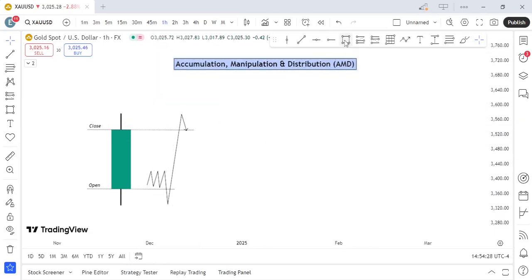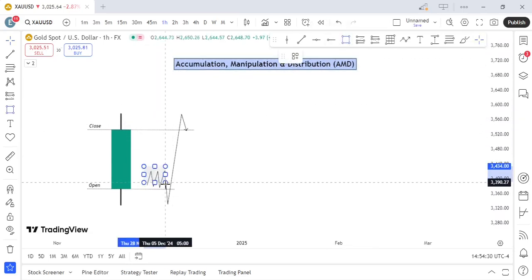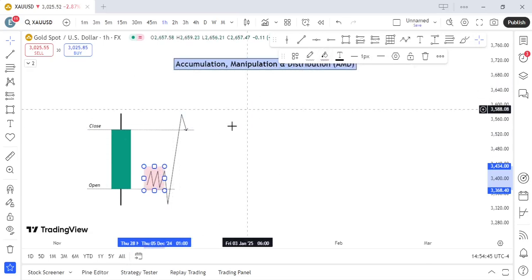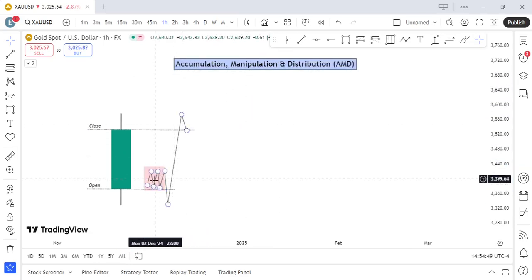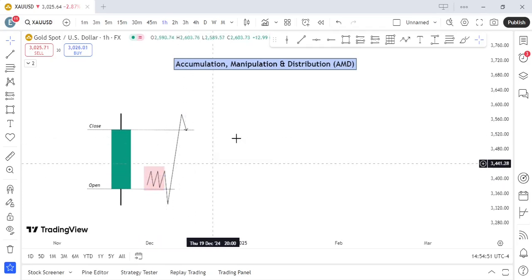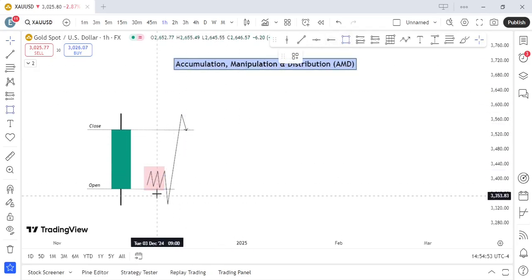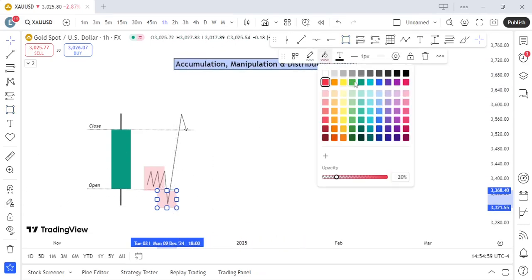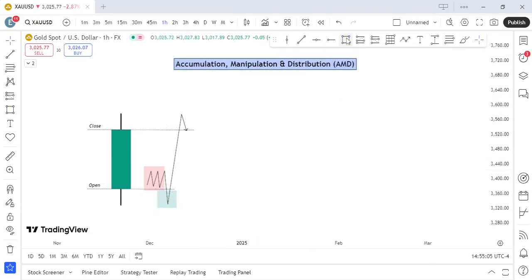So first off, you have your accumulation right here. This is your accumulation. So this is our accumulation, and then we have the manipulation. Now this is our manipulation, and we have the distribution.